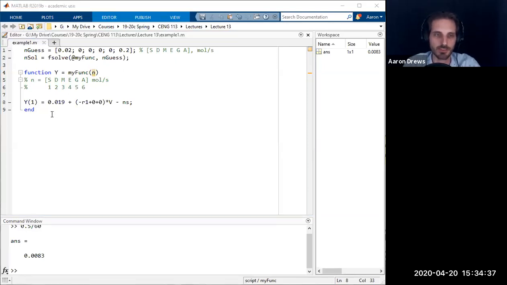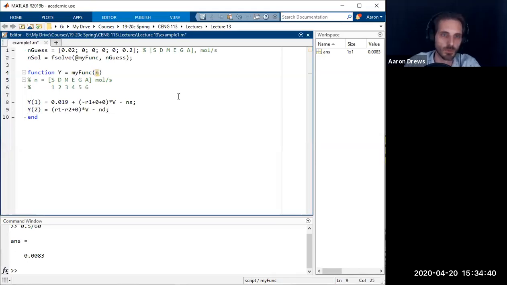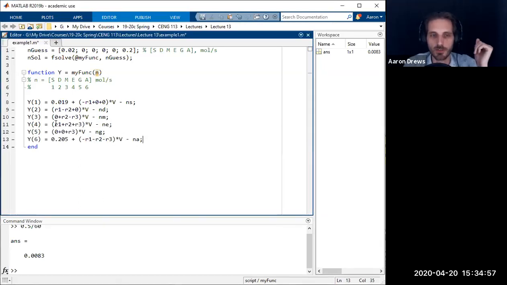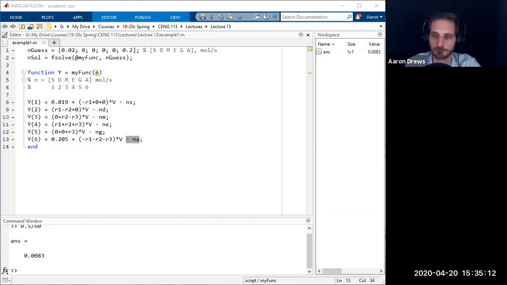Similarly, for the diglyceride, I would have something like this, right? There's no diglyceride coming in, so there's no equivalent of 0.019. It's just the net rate times V, subtracting off whatever the amount going out happens to be. The rest of them all look very similar to that, right? They all look like net rate minus whatever's going out, net rate minus whatever's going out. This one happens to be in plus net rate minus whatever's going out, because remember the sixth element is our alcohol. And so that has a little bit of stuff going out.